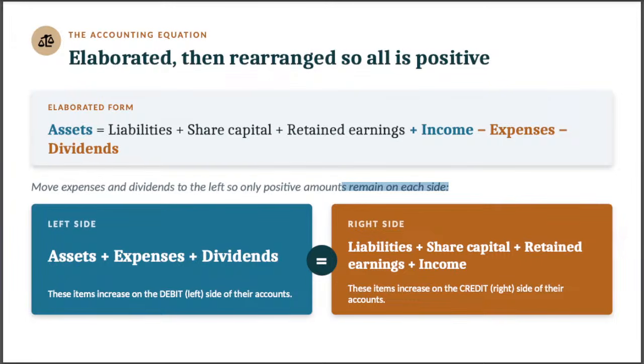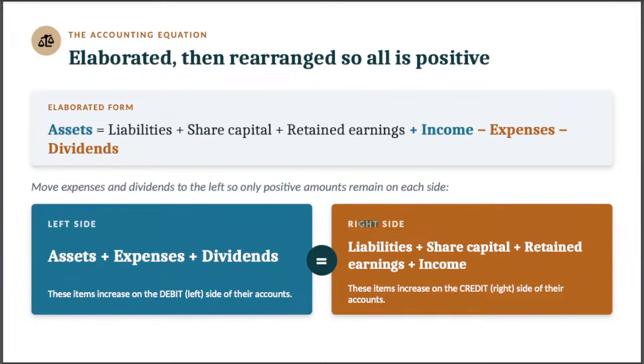So see how this works? On the left side, we have assets, expenses, dividends. These items increase on the debit, the left side of their account. So we get to the DEAD CLIC mnemonic. We see it right there: dividends or drawings. So debit D, E, well, they have it the other way here, DEAD for dead click. CLIC is on the right side, credit.